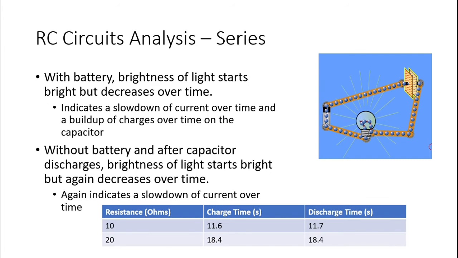After first closing the circuit with the battery, the brightness of the light starts bright but becomes dimmer over time until it stops shining. This is indicative of a buildup of charges at the capacitor that is slowing down the current. After removing the battery, the capacitor begins to discharge, with the light again starting bright but becoming more dim over time, indicating that the capacitor is running out of charge to make the current flow. Note that the measured charge and discharge times are essentially equivalent for circuits with the same resistors.